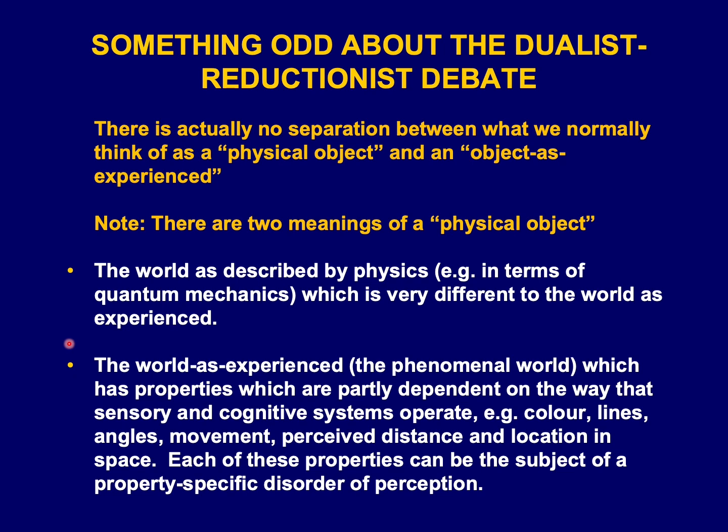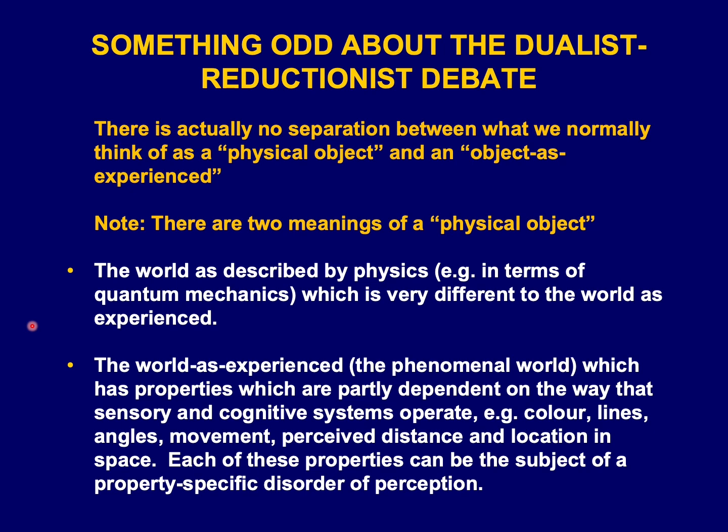has properties which we know are partly dependent on the way that sensory and cognitive systems operate. So, for example, in vision, the colour, the lines, the angles, the movement, the perceived distance and location in space are all, in a sense, constructs of our visual systems. And it's easy to demonstrate that these are constructs of our visual systems. For example, within the study of disorders of perception, each of those properties can be a subject of a specific disorder of perception.